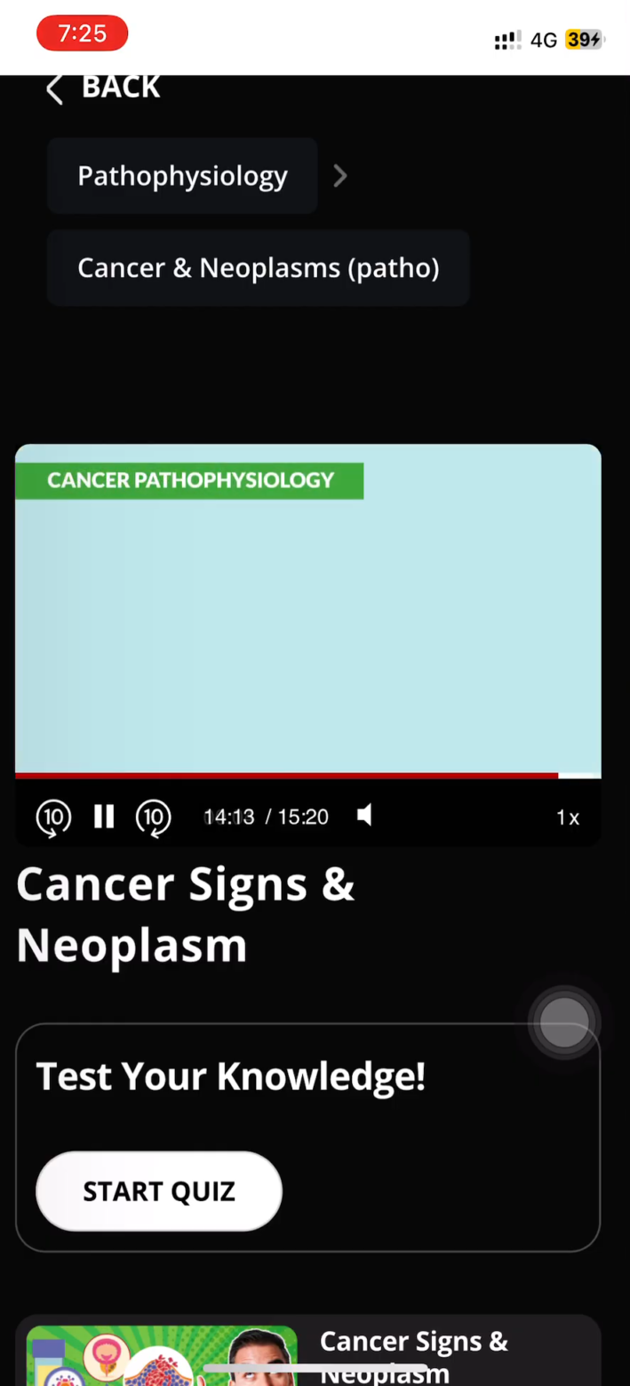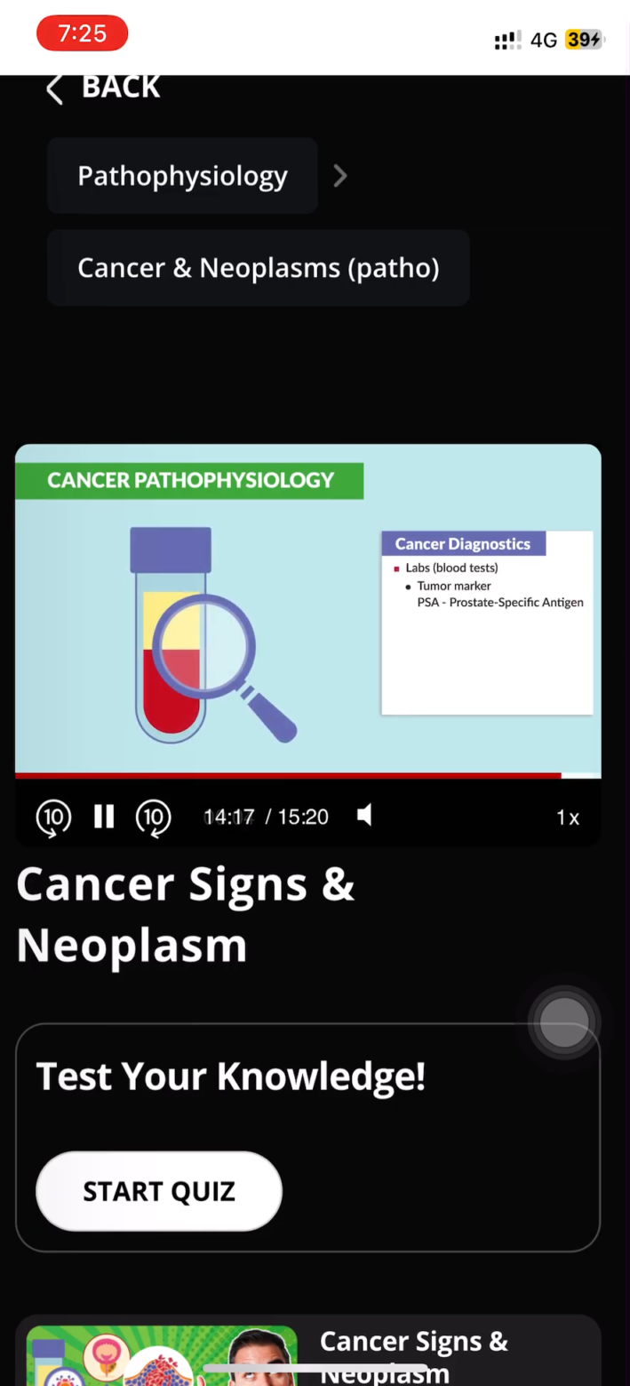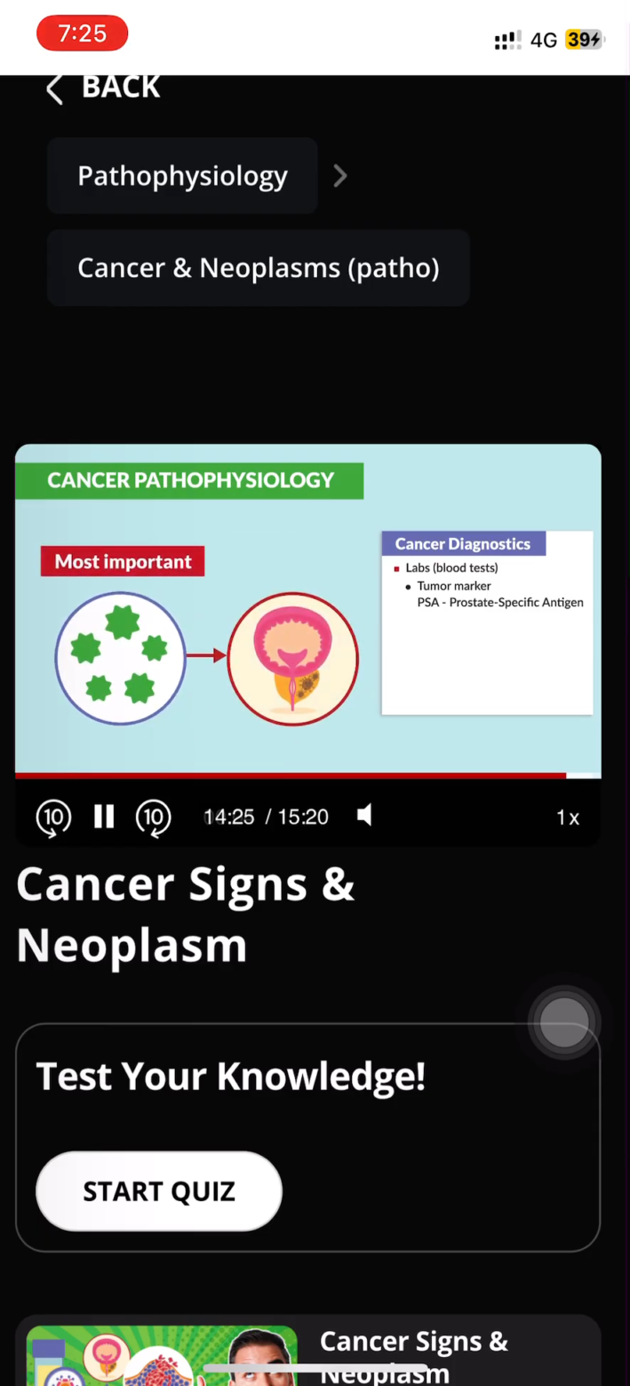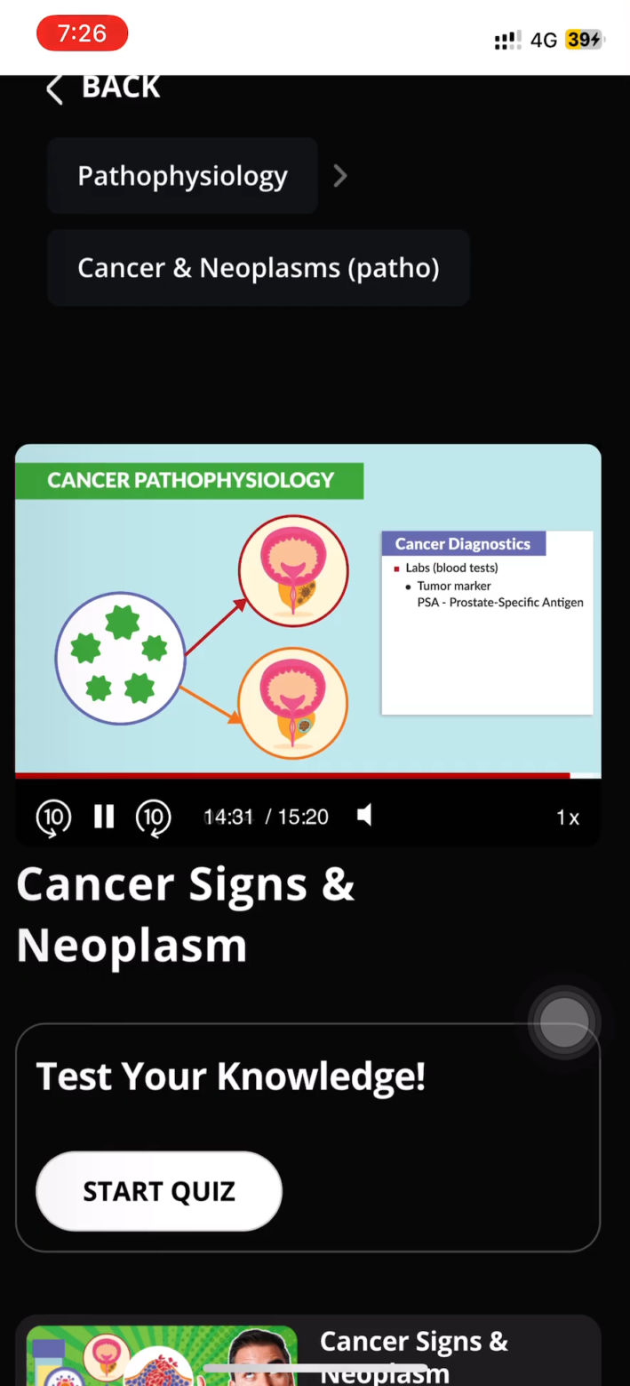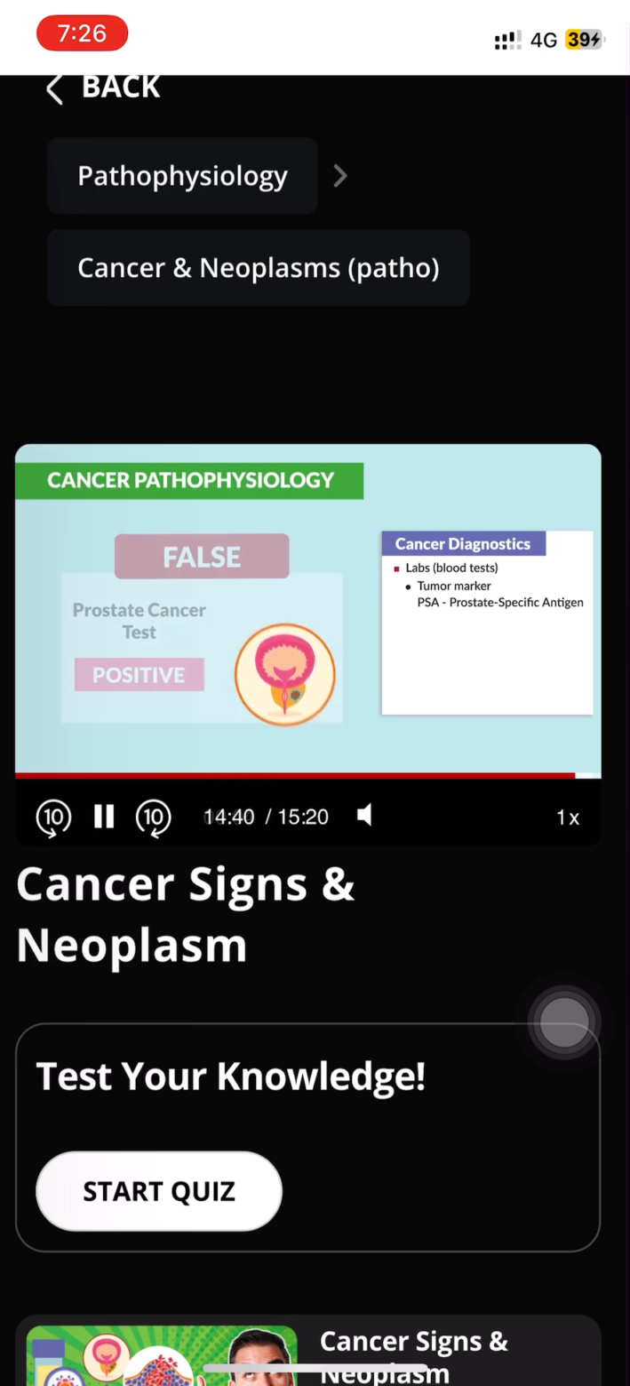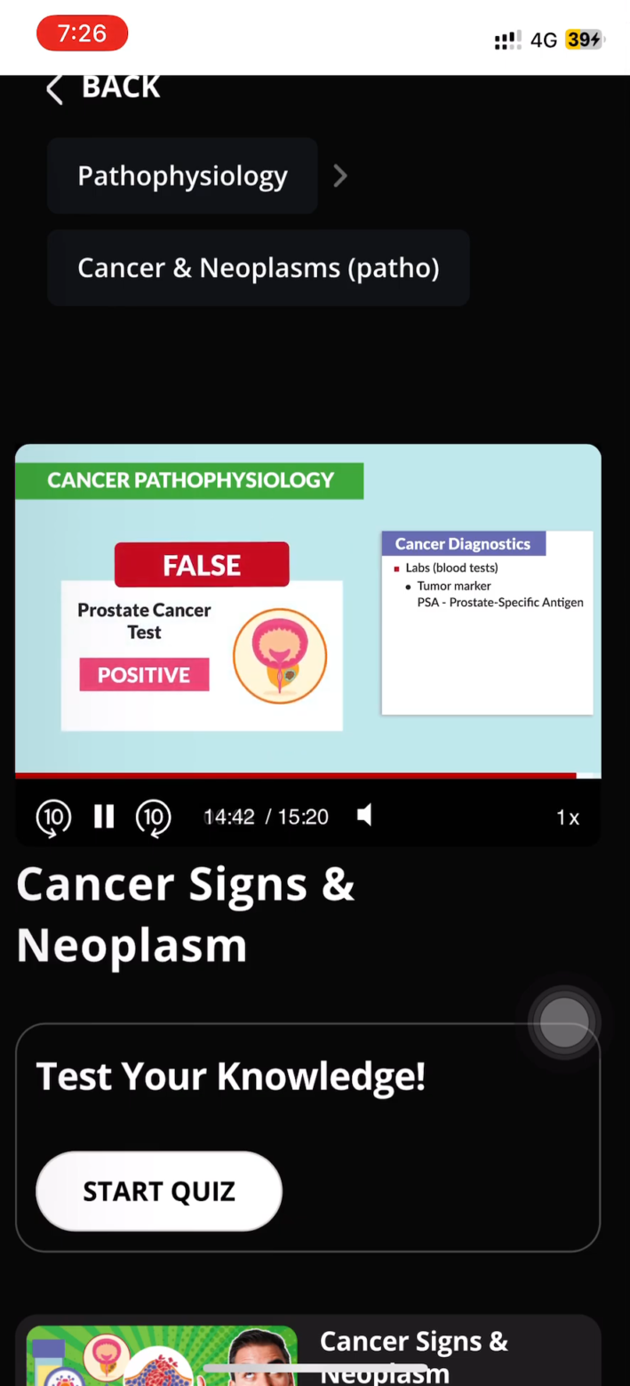Okay, now lastly for cancer diagnostics. First up is labs, or basically blood tests. A tumor marker is used called PSA, prostate-specific antigen. Now, this is the most important tumor marker for prostate cancer, but it's not 100% accurate as PSA is also secreted by normal prostate tissue, and with BPH, that is benign prostatic hyperplasia. Sometimes we have false positives very frequently.